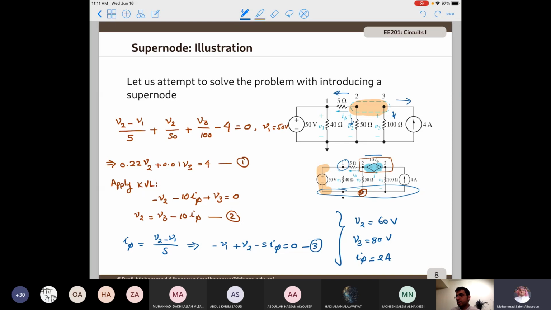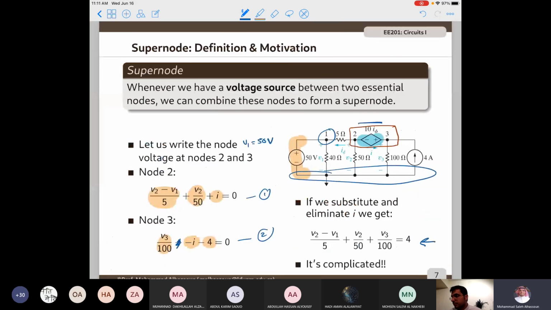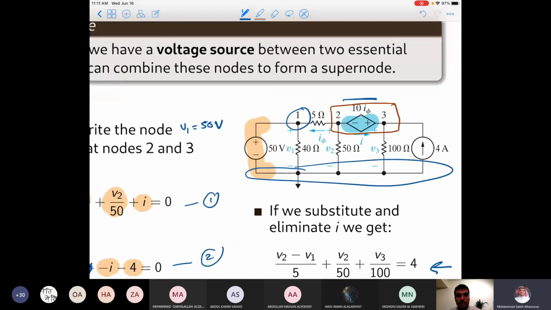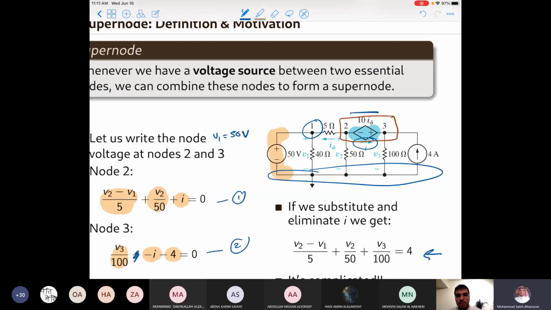The reason for making a supernode is because we don't know the current. If you tell me the current passing through this voltage source here, then I don't need a supernode. I cannot apply Ohm's law to find this current. So remember what we're doing here, we're applying Ohm's law to find the current that's flowing through the 5 ohm resistor, or the 50 ohm resistor, or the 100 ohm resistor.